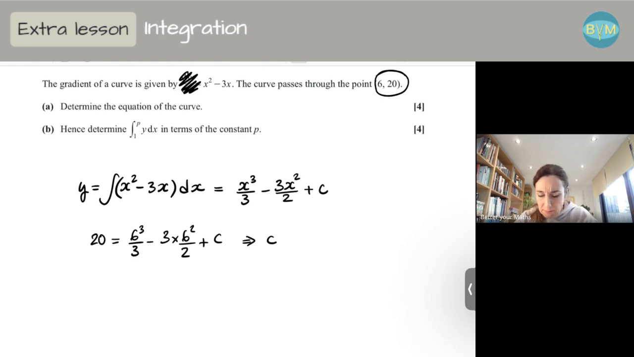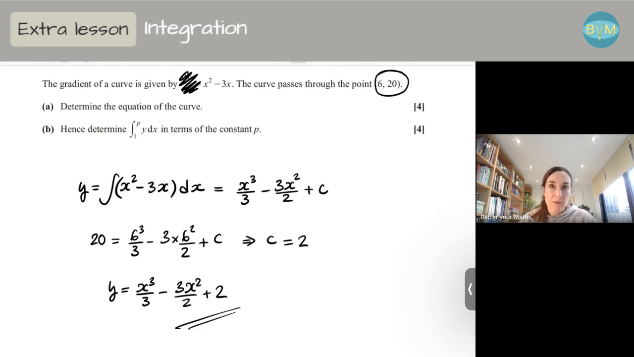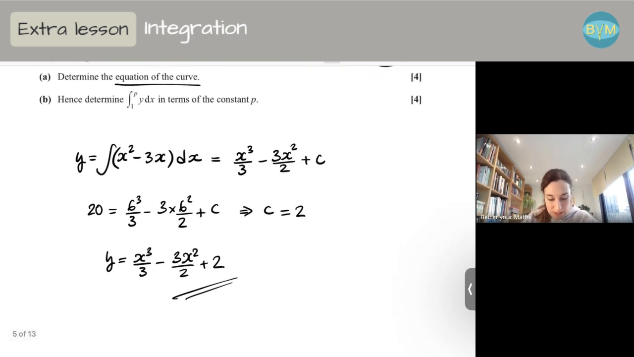I get 2. You get 2 as well? Okay, thank you. So that means that my curve is going to be x cubed divided by 3 minus 3x squared divided by 2 plus 2. This is what they are asking. So please, when they ask you the equation of the curve, give the equation of the curve. Don't stop here, find the constant, and write it. This is the equation of the curve.